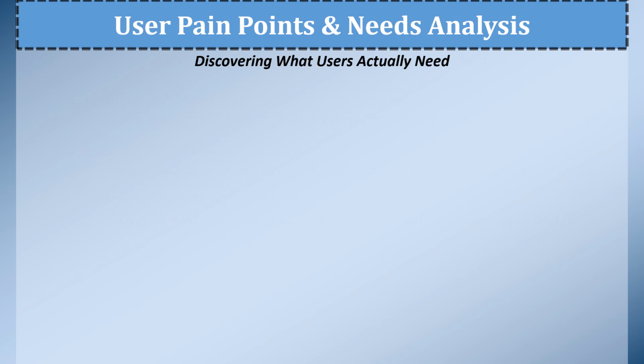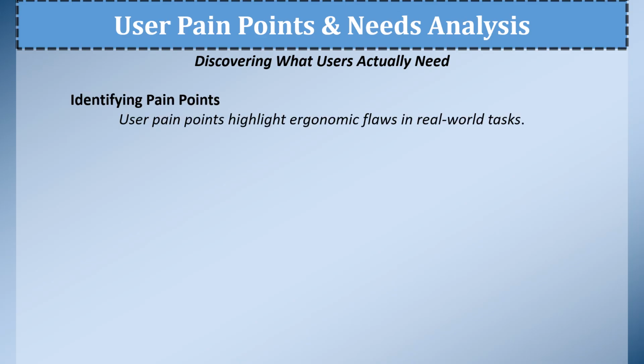User pain points and needs analysis. Discovering what users actually need. Identifying pain points. Pain points are specific problems users face in their daily work routines, such as reaching too far for tools or squinting at screens. Observing tasks, interviewing users, and reviewing injury logs help identify where the work environment is falling short. This data informs meaningful ergonomic improvement.